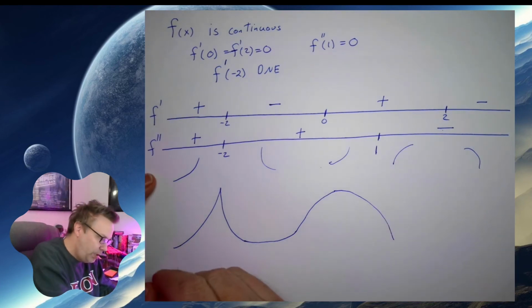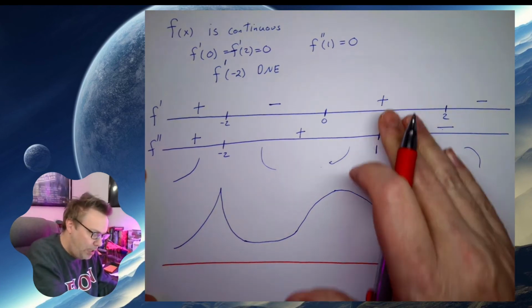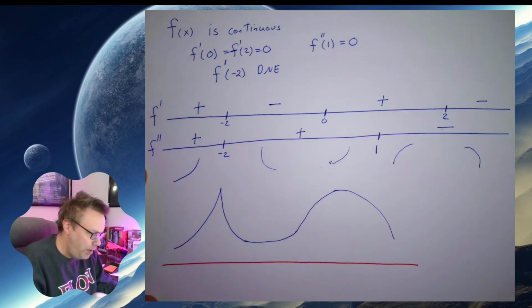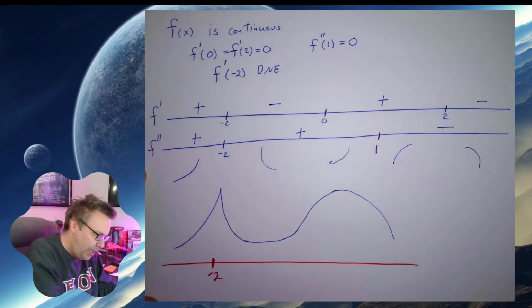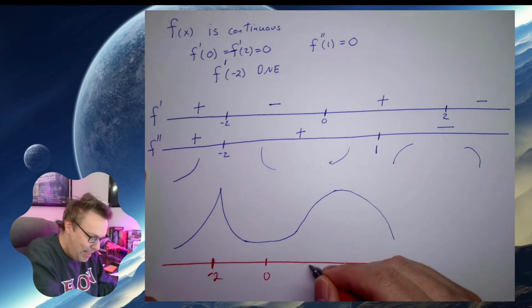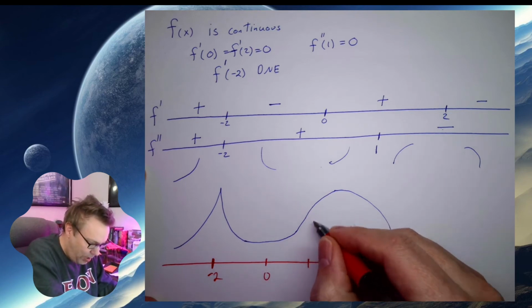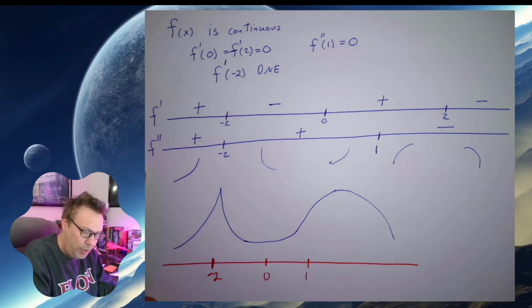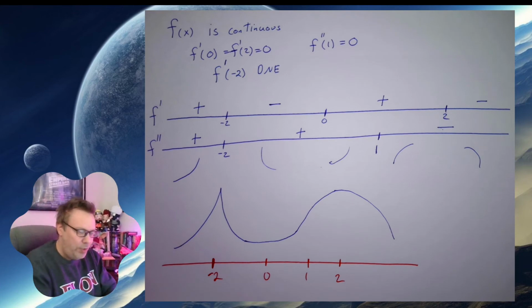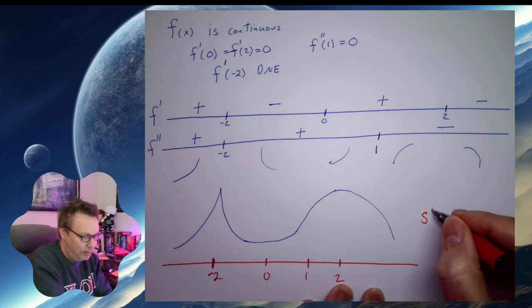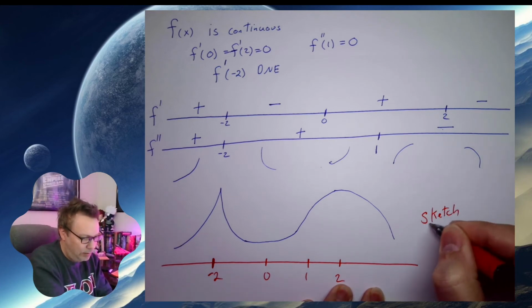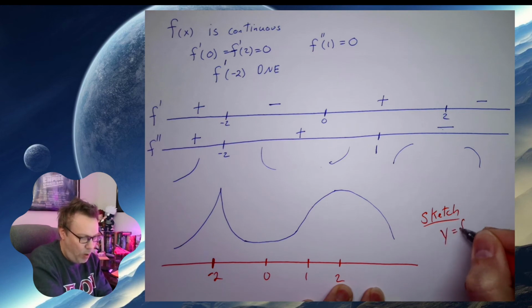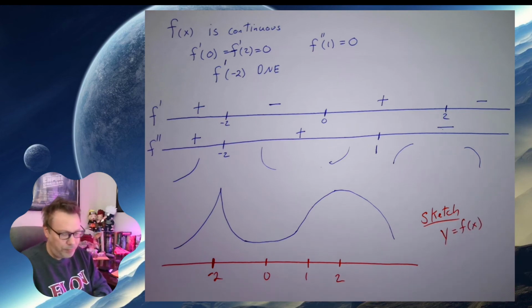Now, if I had to label this with an axis, I am not drawing these to scale with each other. This is a -2. This would be a 0. This right here, inflection point, would be a 1. And this maximum would be a 2. So this is a sketch of y equals f of x.